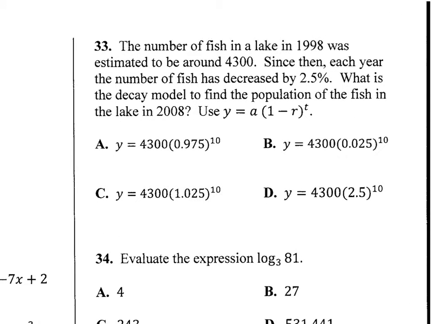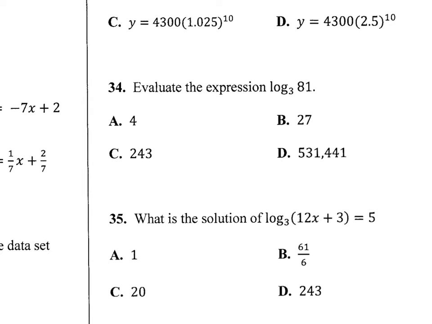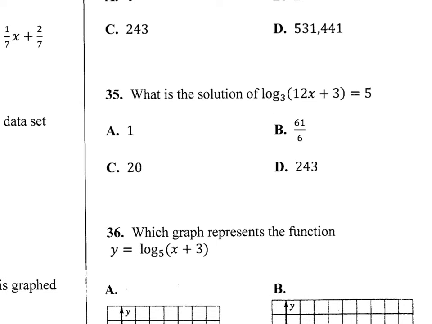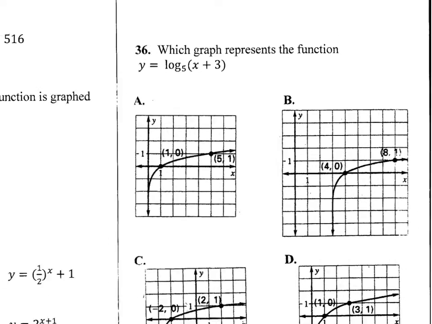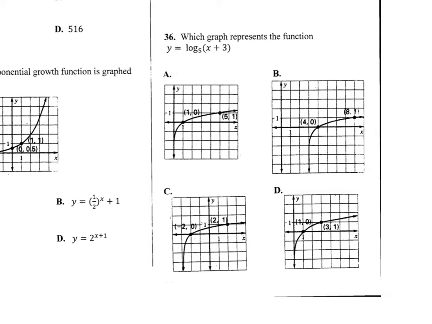33, you got your formula given to you right here. A is your number, this is your rate, T is your time. Which of those works out right for that? 34, just put that in the calculator. 35, make sure you solve that out for log base 3. Okay, 36, again, just chuck that in the calculator, see which graph matches up with your answer sheets.